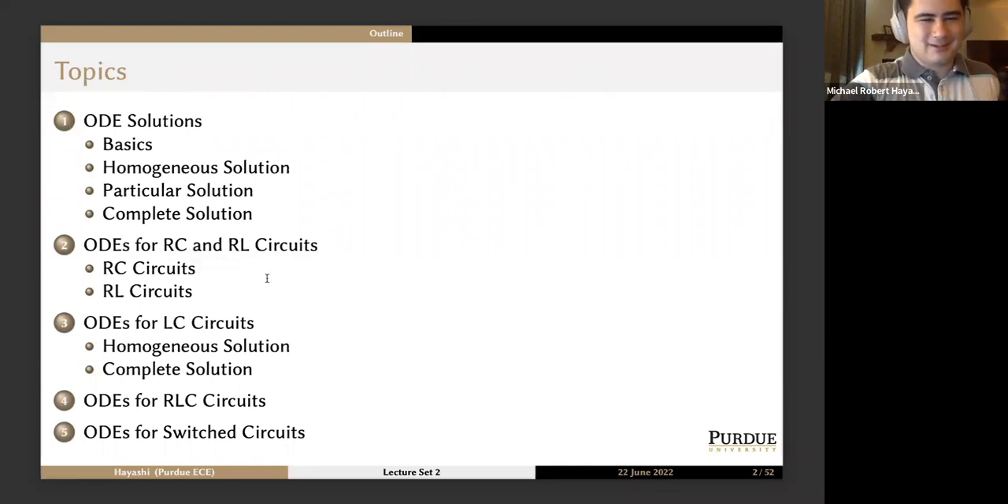L stands for inductor, probably because it's named after Lenz, but no one's quite sure about that. And then we have the second order circuits, LC circuits, and then the RLC circuit where you add a resistor. And then finally, we'll get into a little bit of what you need to do to handle switch circuits.